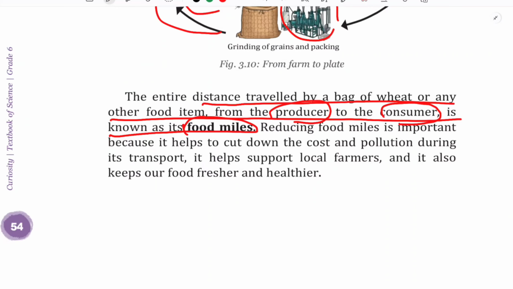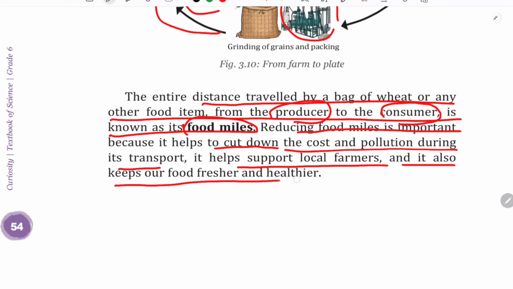By promoting local grain and fruits, by eating local foods, locally grown fruits, the amount of transportation and everything will be reduced. Reducing food miles is important because it helps to cut down the cost and the pollution during its transport. It helps support local farmers, and it also keeps our food fresher and healthier. So this is why we should always focus on reducing our food miles.